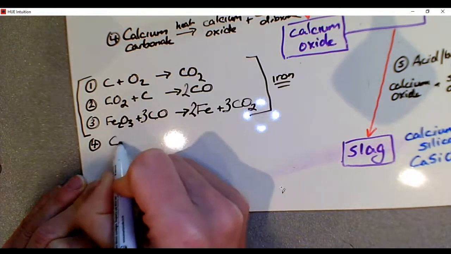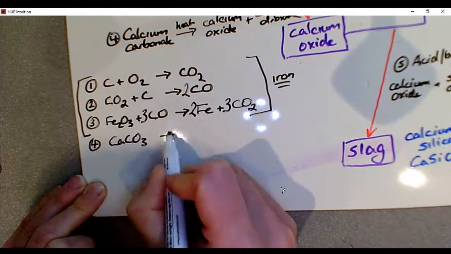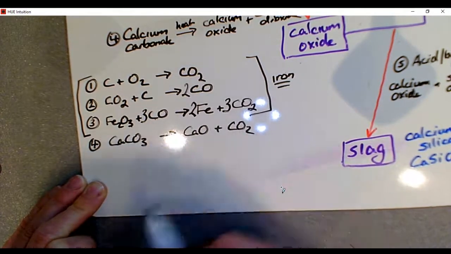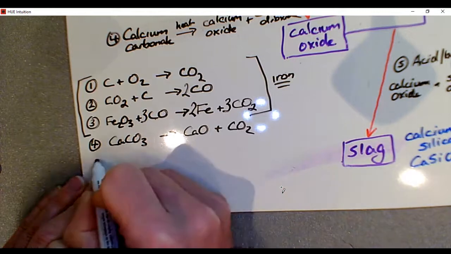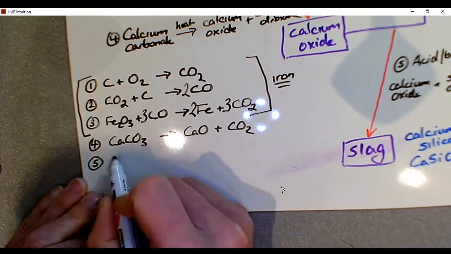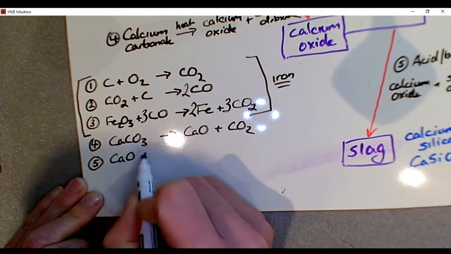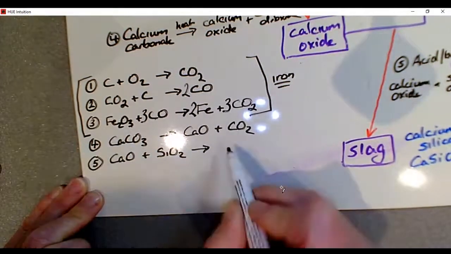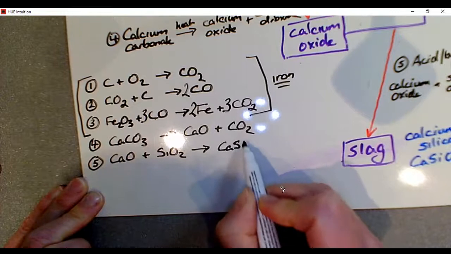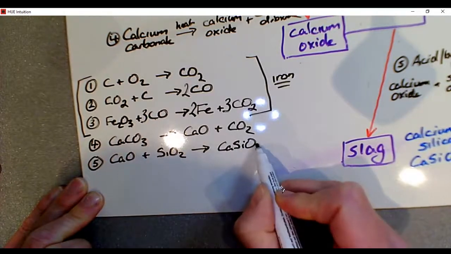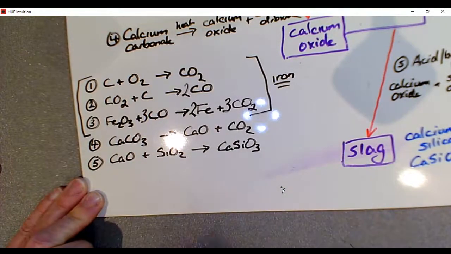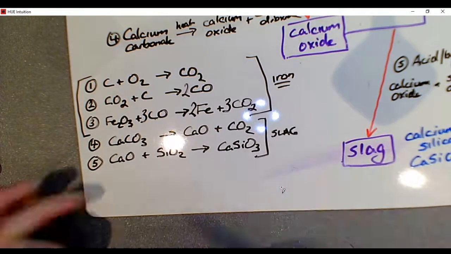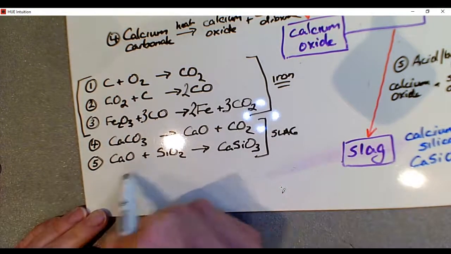The fourth is the thermal decomposition of calcium carbonate, giving calcium oxide plus carbon dioxide, which doesn't need balancing. And finally, calcium oxide and silicon dioxide. You basically just add them together, you get one substance, CaSiO3, three oxygens. And that's your slag production, so the removal of acidic impurities.